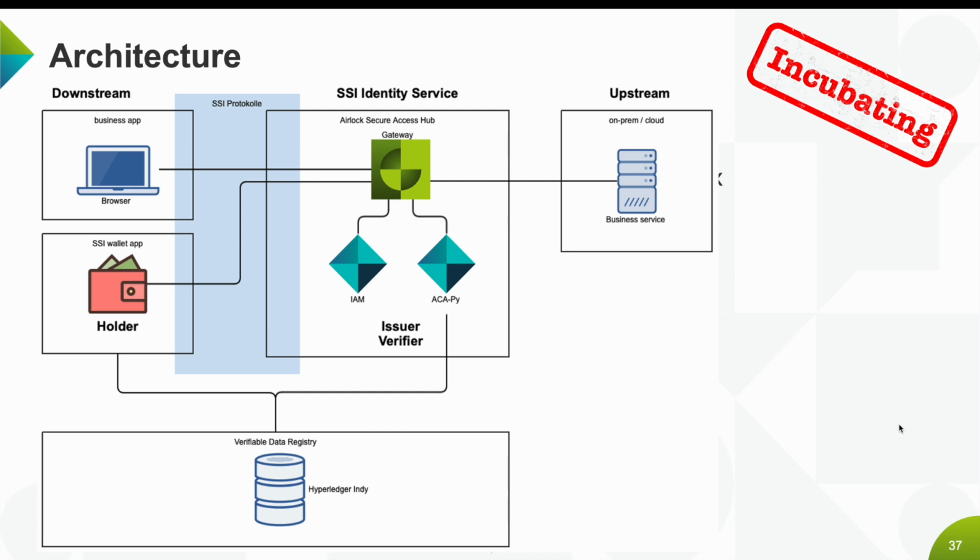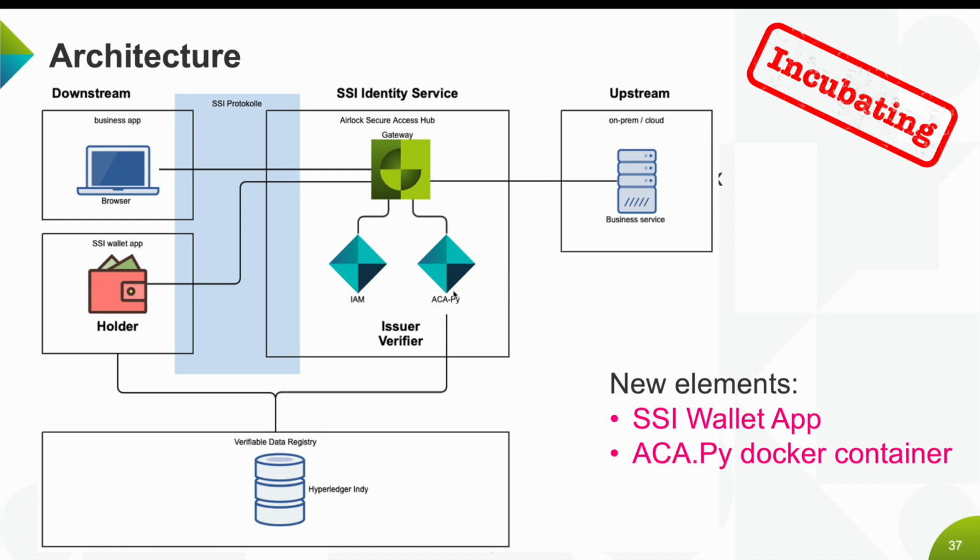A few words on the architecture. For the most part, you'll find that the architecture is quite similar to what you already know for Airlock IAM. There are really only two points that we need to look at a little bit. One is the wallet application, which is on the holder side. And if you want to deploy it with IAM, there is a new Docker container that you need to deploy, which is called Aca-Py, the ACA-Py Cloud Agent. And this implements part of the SSI protocol and handles the communication with the wallet. So the wallet app is new and the Aca-Py Docker container is new.